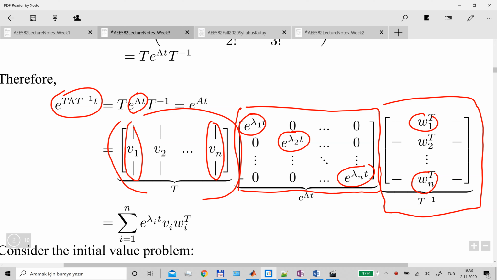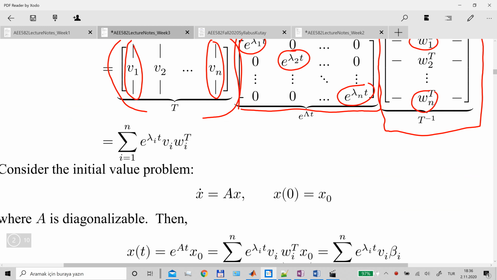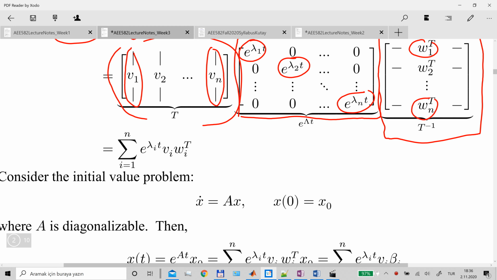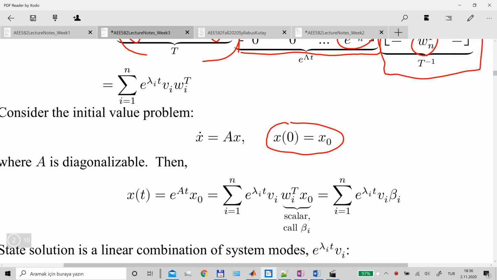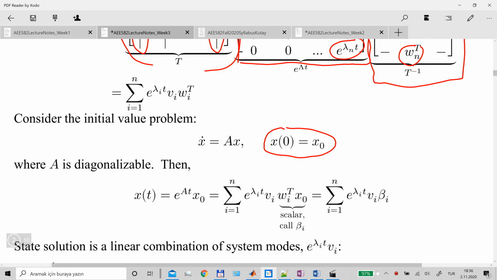By using this matrix exponential, we can find the free response of the system as follows. So let's consider the initial value problem, where the system matrix A is given, and it starts from some initial condition x0. Let's assume that this system is diagonalizable, which means it has n linearly independent eigenvectors, and when you obtain the transformation matrix by finding the eigenvectors, you can obtain the diagonal form for the system.